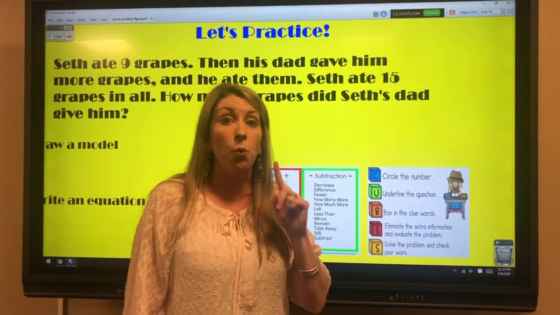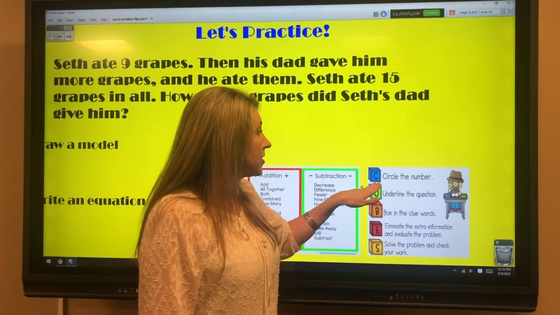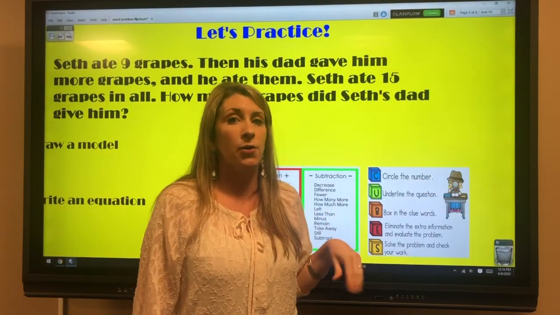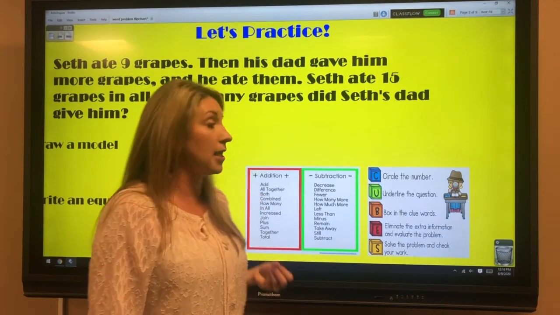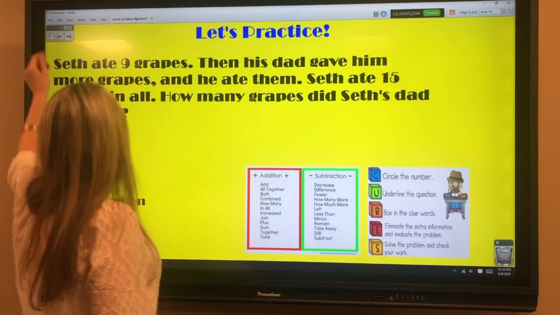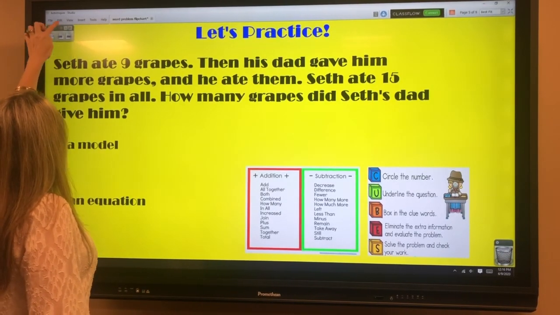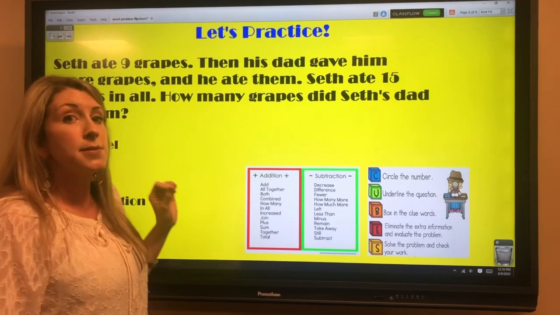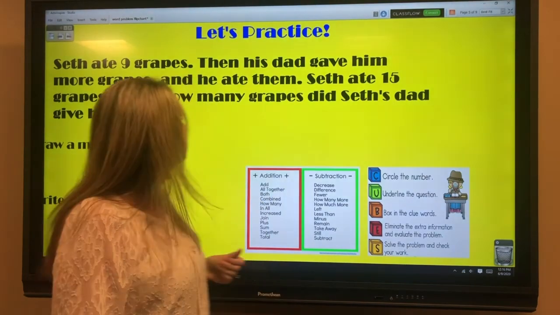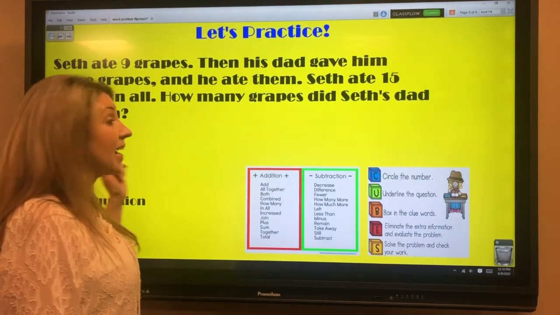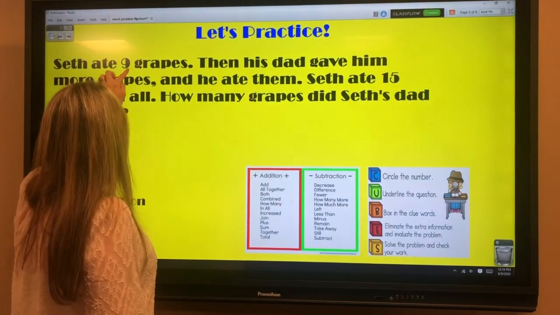Now that we've read through it one time, we're going to go through our cubes method. Our first step is to circle the number or numbers that are important in our problem. So let's read through every sentence and find those important numbers or key numbers in our problem. The first sentence. Seth ate 9 grapes. Do you see a number that's in that sentence that's important? Yes, the number 9, because it says that he ate 9 grapes. That is important.